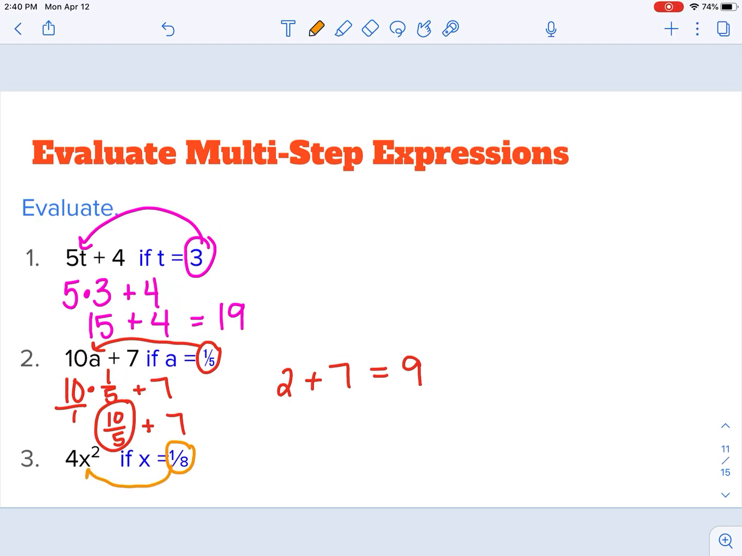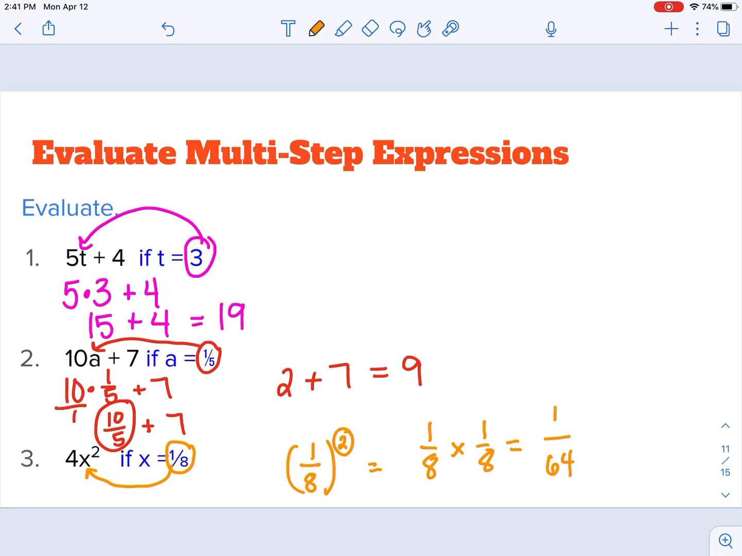So I'm putting 1/8 in for x. I'm going to do that exponent part first because I know that comes early in the order of operations. I don't have any parentheses, so I can skip to exponents. 1/8 to the second power means that I have 1/8 times 1/8. Remember, I have 2 of them. That is 1 over 64.